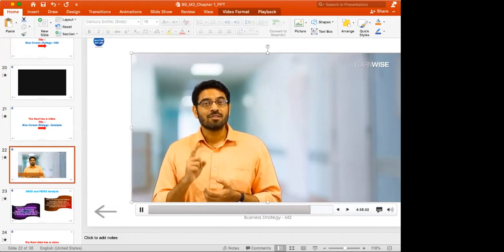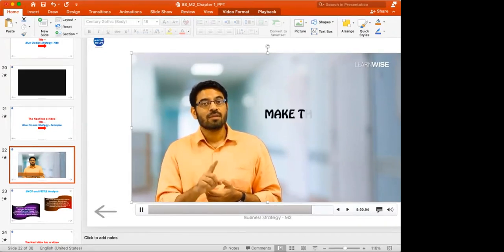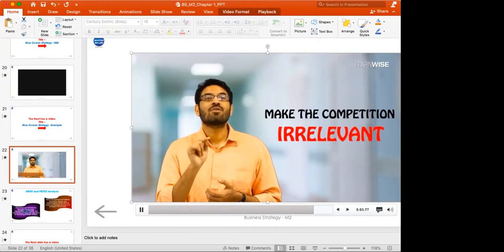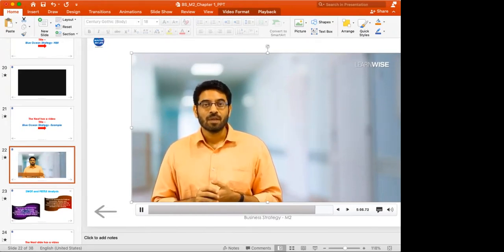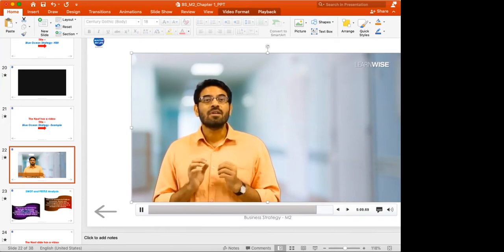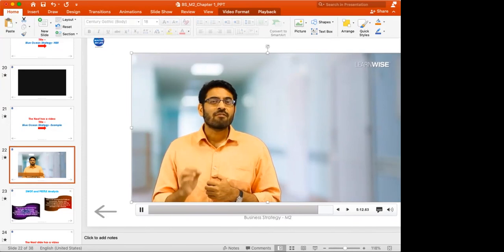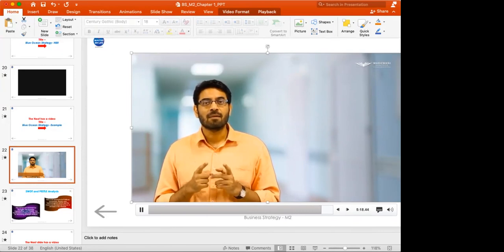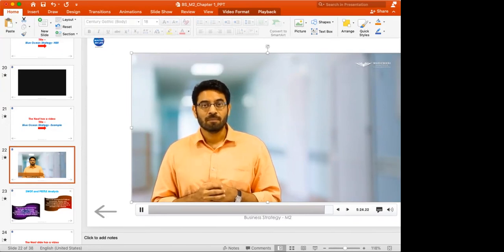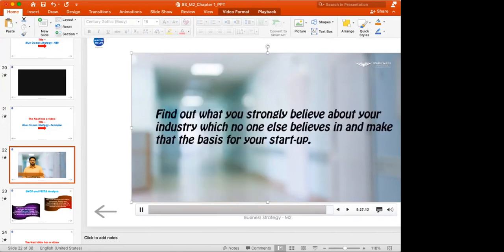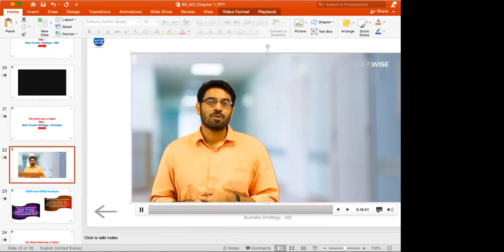Remember, the goal is not to beat the competition, but to make the competition irrelevant, which is the core of the Blue Ocean strategy. You will find that there is a little bit of Blue Ocean strategy in almost every successful new venture. To Blue Ocean strategy, I will add something I picked up from a statement by Peter Thiel, the legendary Silicon Valley entrepreneur and investor. Find out what you strongly believe about your industry, which no one else believes in, and make that the basis for your startup. So go and find your blue ocean.